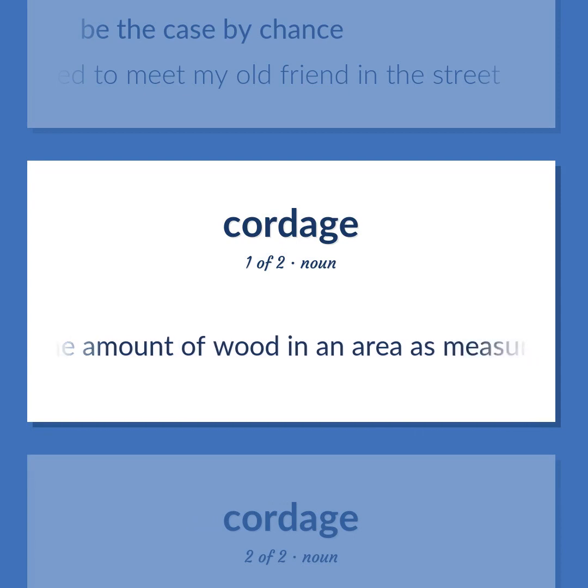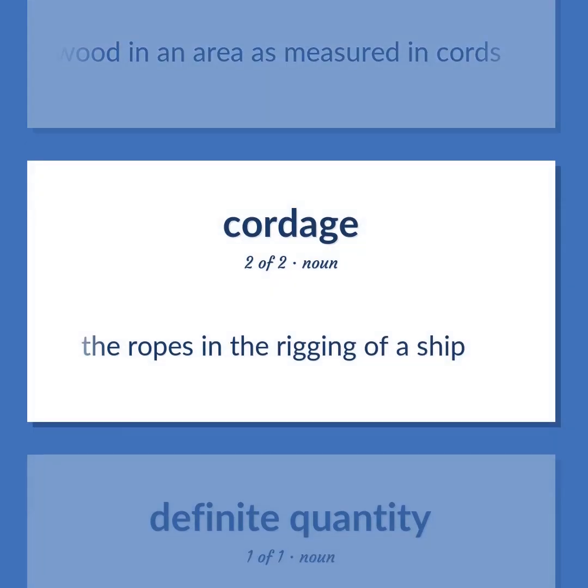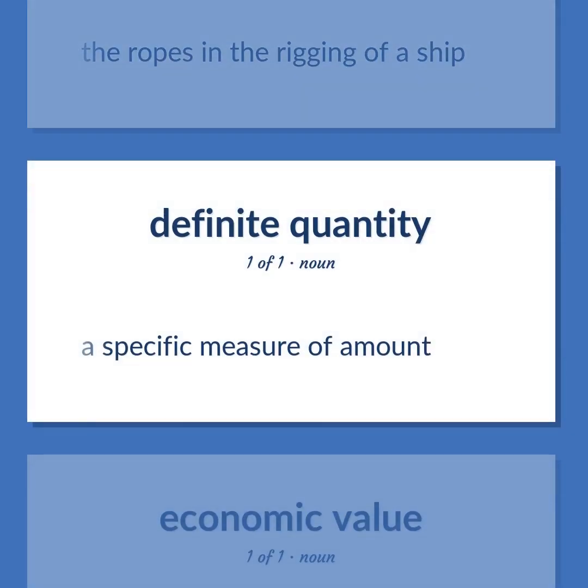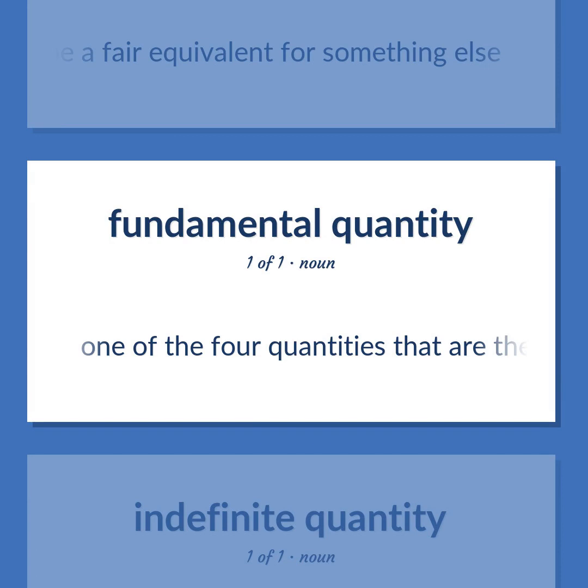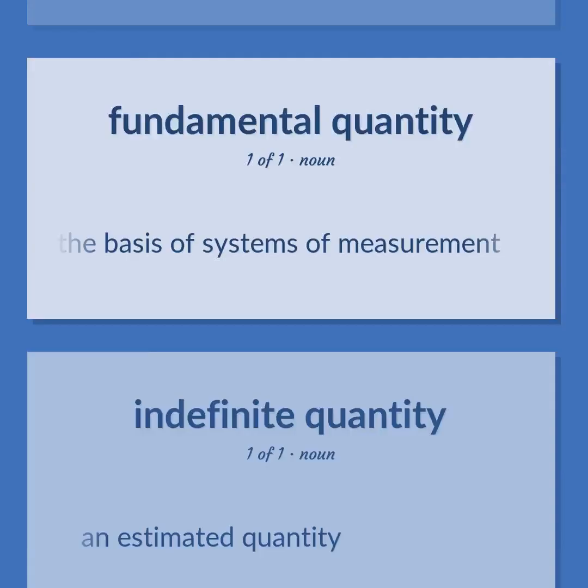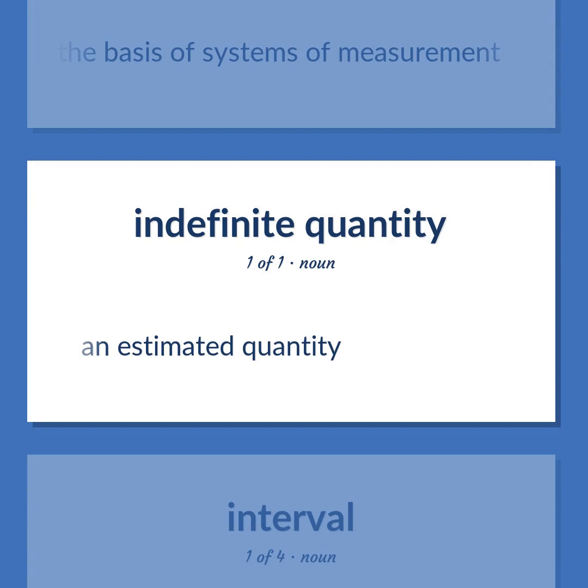The amount of wood in an area as measured in cords. The ropes in the rigging of a ship. A specific measure of amount. The amount, of money or goods or services, that is considered to be a fair equivalent for something else. One of the four quantities that are the basis of systems of measurement. An estimated quantity.